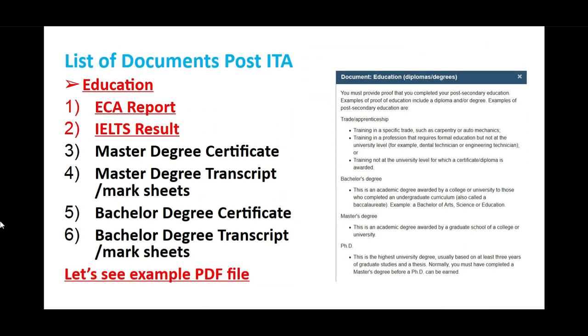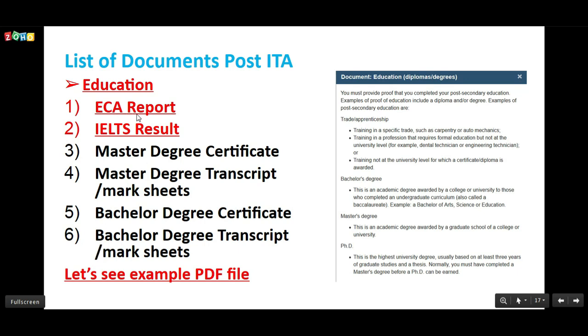Okay, now let's move to the next section, which is education. So in the education section, you have to upload your degree certificates, your bachelor degree and master degree certificates. But it is highly recommended that you upload your ECA report, because ideally, when you upload any bachelor or master certificate, it is not valid unless you have the ECA report. So in this case, I recommend that you start this section with the ECA report, then the IELTS result, then your master degree certificate, then master degree transcript or mark sheets, then your bachelor degree certificate and bachelor degree transcript or mark sheet.